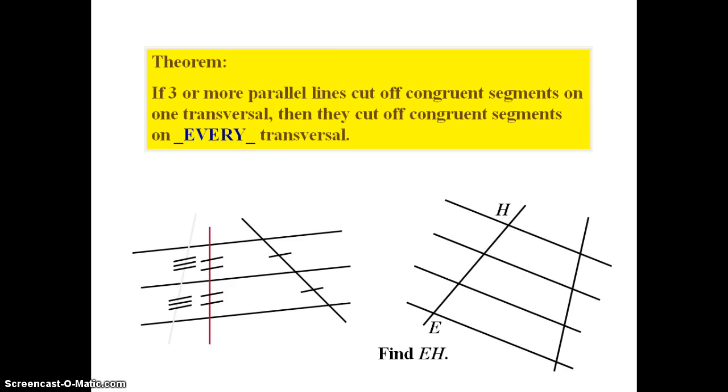Knowing this, let's find EH. So I show you that it's congruent segments. So that means that EH would be 4 plus 4 plus 4, which would be 12.